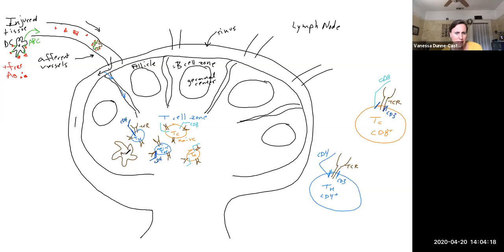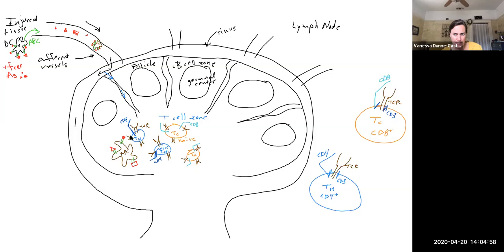So here's our APC, and it's presenting antigen on its surface. And it's looking for a perfect match. So it's just going to migrate through this area and try to find a T cell, either T helper cell or cytotoxic T cell, that has this perfect match between the variable region of the T cell receptor and that antigen it's presenting.